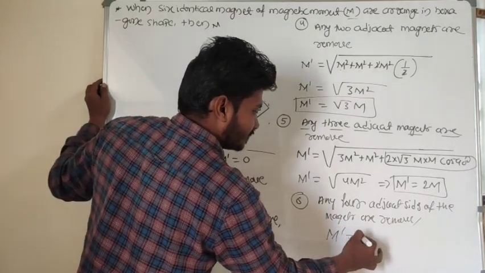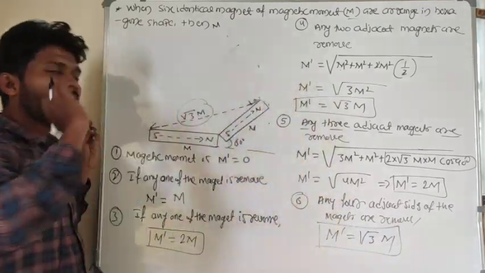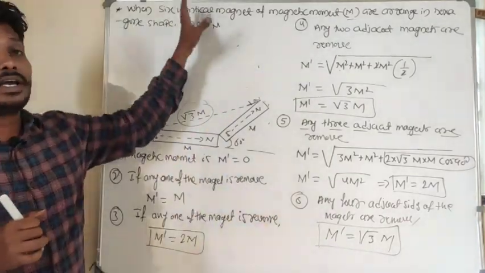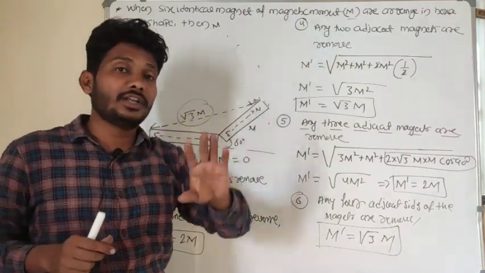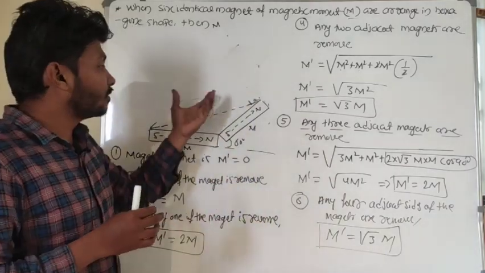Directly I can write it as square root of 3m. Okay. Look at here. So this is the neat application related to magnets. I will take 6 identical magnets here. Those identical magnets I will arrange in a hexagon manner. So if I arrange them in a hexagon manner, look at here.